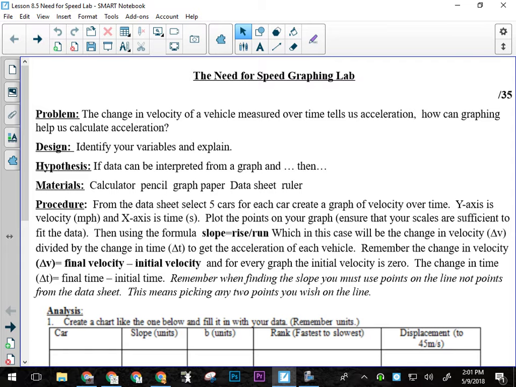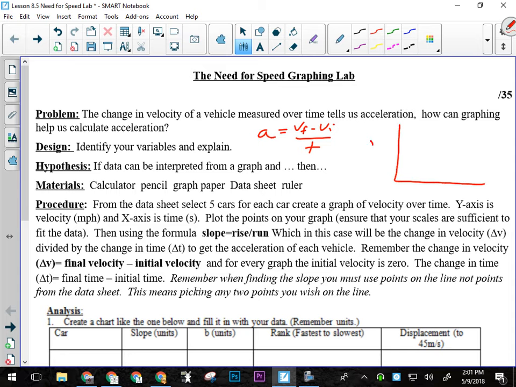Okay, so the problem we're investigating here is the change in velocity of a vehicle measured over time tells us acceleration. In other words, it's talking about this formula. Okay, how can graphing help us calculate acceleration? In other words, if I had a velocity versus time graph and it had a line on it like this, how would I get the acceleration from that line?